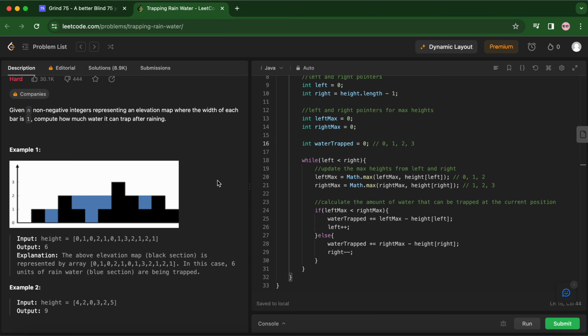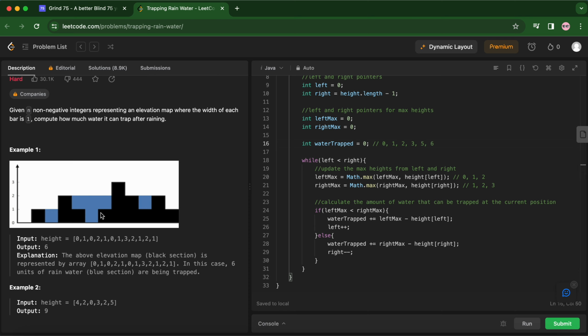Then again, same thing will happen, left max and right max will remain same, left max is lower than right max, water trapped would be left max minus height. So 2 minus 0, 2. So 2 will get added to the overall value, it will become 5. Left plus plus, left finally comes here, right is here, left max is same, right max is same, left is less than right, yes, water trapped will get increased by left max minus height of left. Left max is 2, 2 minus height of left is 1. So 2 minus 1, 1 will get added to the overall water trapped and it will become 6.